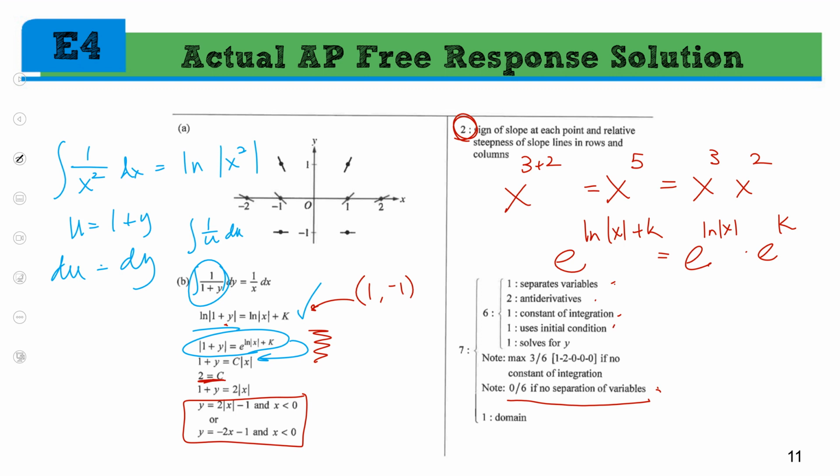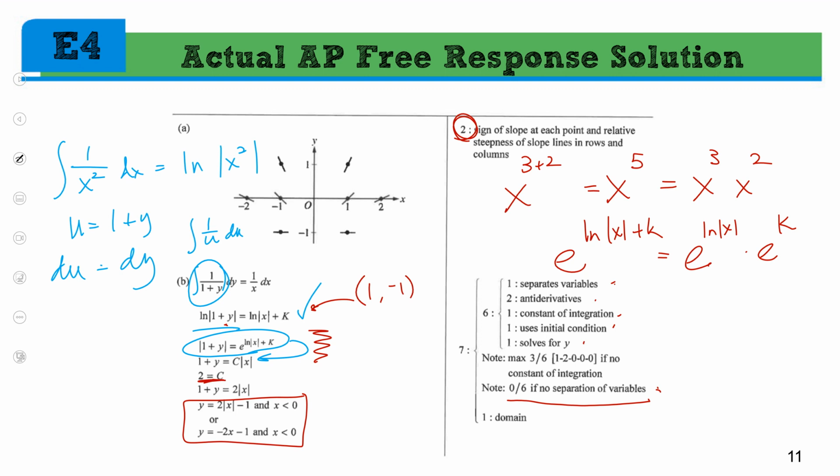Did you plug in negative one somewhere in the problem? Yes, then you get a point. And did you end up solving for y? Next step, maximum 3 out of 6 if you don't have a plus C term.